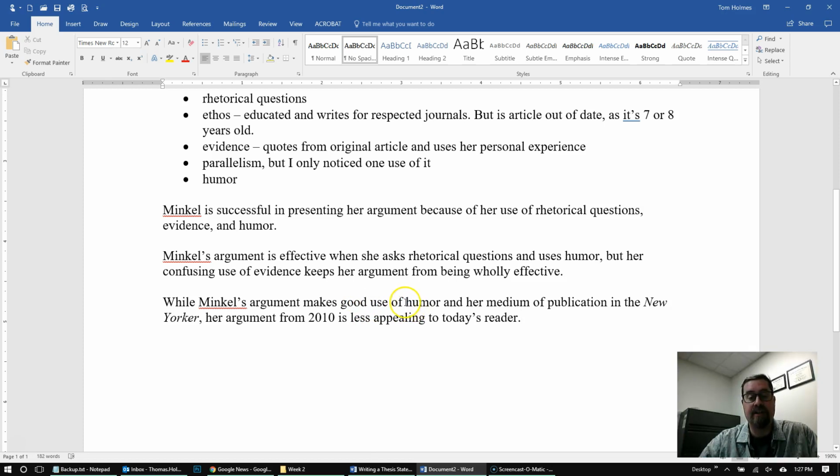So again, we have a table of contents. Well, first we have our argument. She makes good use of humor, but her argument is less appealing. So you're going to try and prove that in your paper. Again, we have a table of contents.